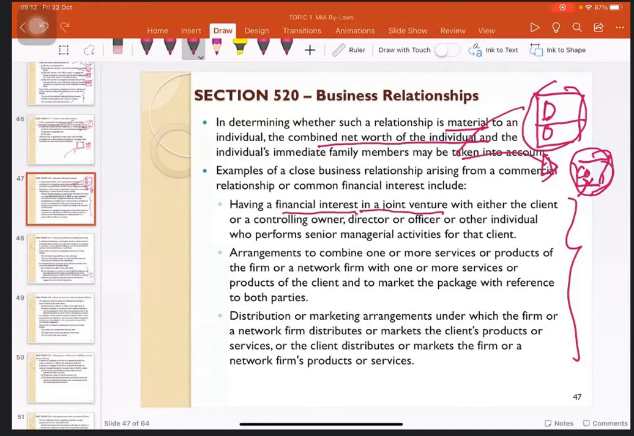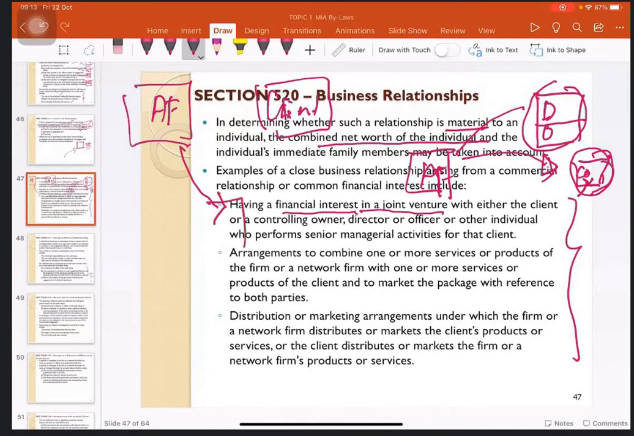Okay. The second one adalah arrangement to combine one or more services or product of the firm or network firm with one or more services or product of the client to market the package with reference to both party. Okay. For the example, this one adalah audit firm. Ini adalah client. Okay. So apa yang kita buat adalah the audit firm akan keluarkan something. Let's say audit firm produce accounting package, okay? Okay, and then the client akan promote this accounting package. Okay, ataupun your client akan sell that accounting package. Okay, faham ya? So that one also part of the business relationship.